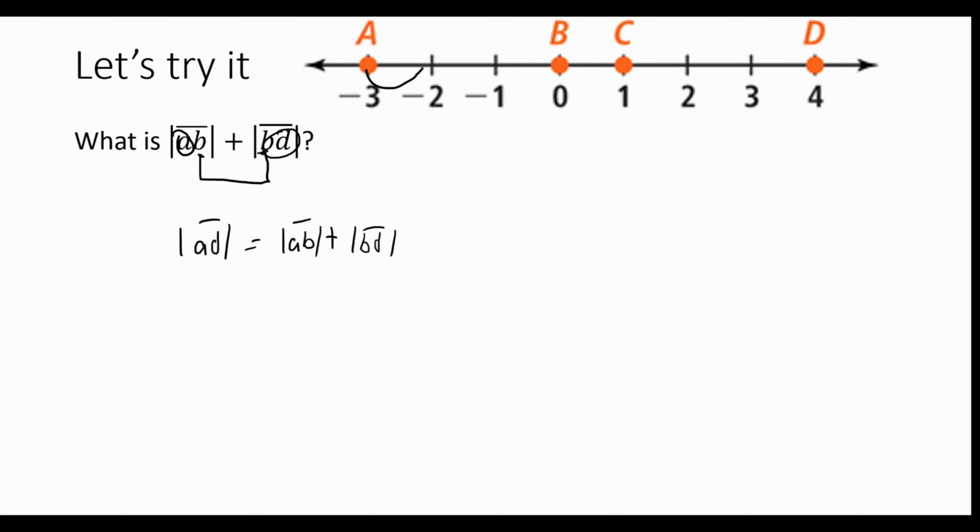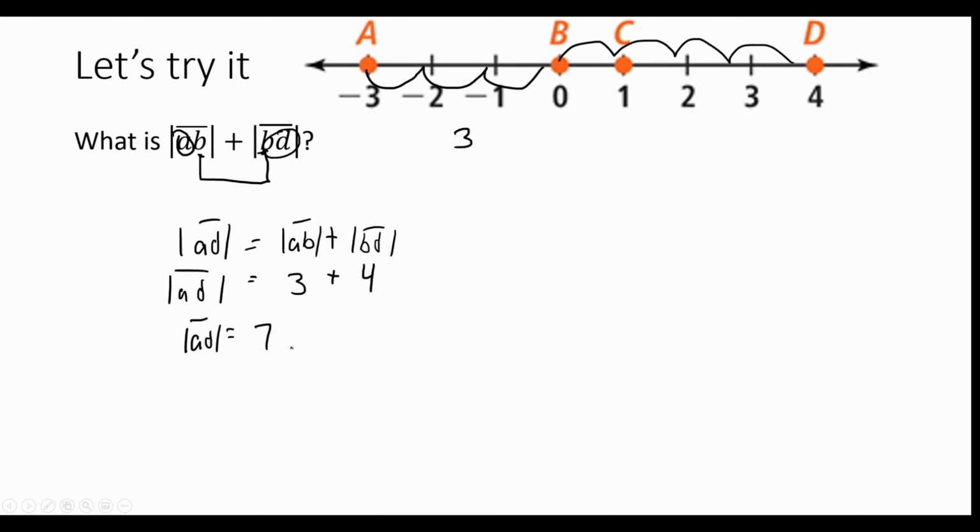Well, 1, 2, 3. And what is my length of BD? Notice where I just stopped, I'm starting 1, 2, 3, 4. So now I know that the magnitude of line segment AD is equal to 3 plus 4. So the length of line segment AD by the segment addition postulate is 7.